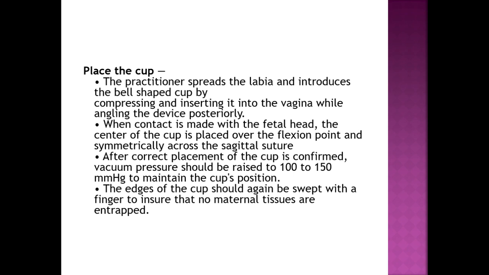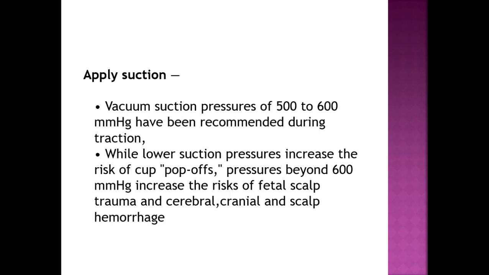After correct placement of the cup is confirmed, vacuum pressure should be raised to 100 to 150 millimeters of mercury to maintain the cup's position. The edges of the cup should again be swept with a finger to ensure that no maternal tissues are entrapped. Then we apply suction of 500 to 600 millimeters of mercury. Lower suction pressures increase the risk of pop-offs, so the cup is displaced easily. Pressure beyond 600 millimeters of mercury increases the risk of fetal scalp trauma and cerebral, cranial, and scalp injury.